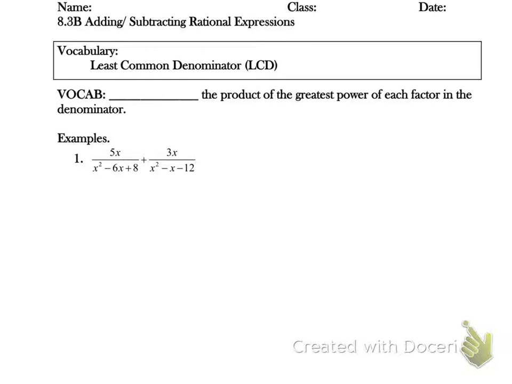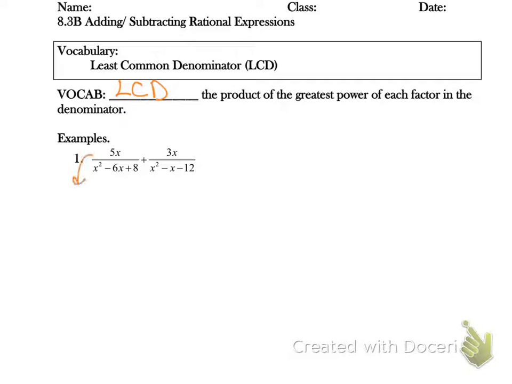So for adding and subtracting rational expressions, we need to first find the least common denominator. We call it the LCD. So it's just going to be the product of the greatest power of each factor in the denominator. So the first thing you're going to want to do then is factor the denominator. We always factor first, right?